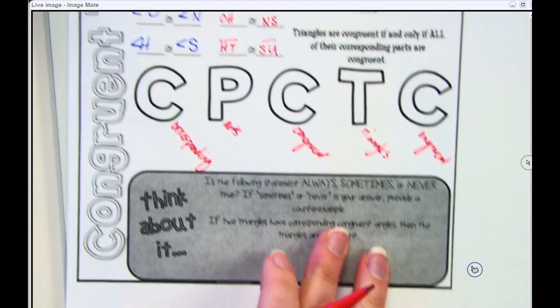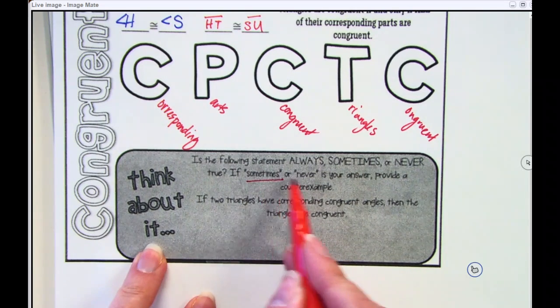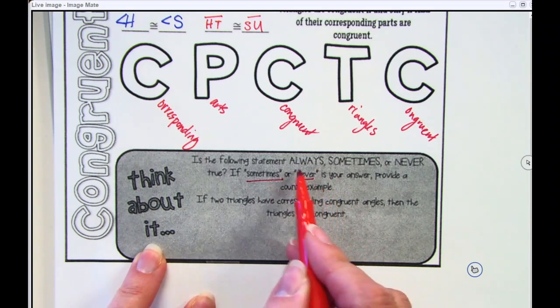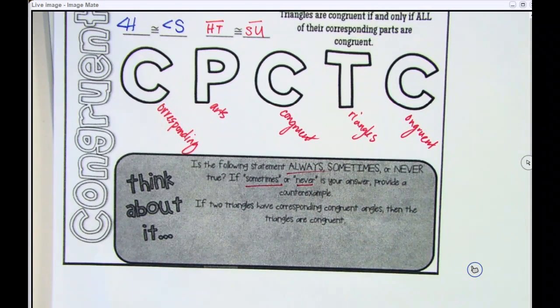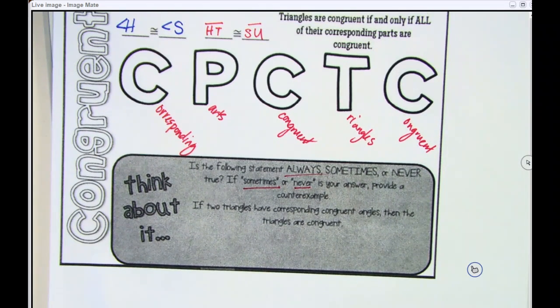Let's see, is there anything down there we need to talk about? If two triangles have corresponding congruent angles, then the triangles are congruent. And it wants to know, is that sometimes, never, or always true? Okay, so it tells me what? I've got three congruent angles. Does that mean the sides are congruent? Yes.